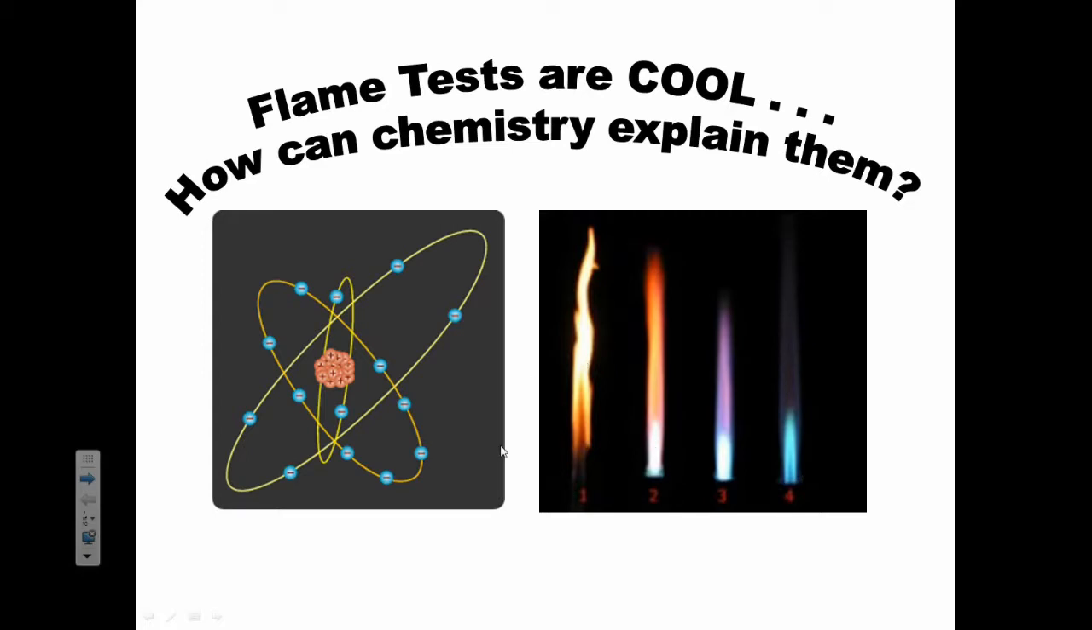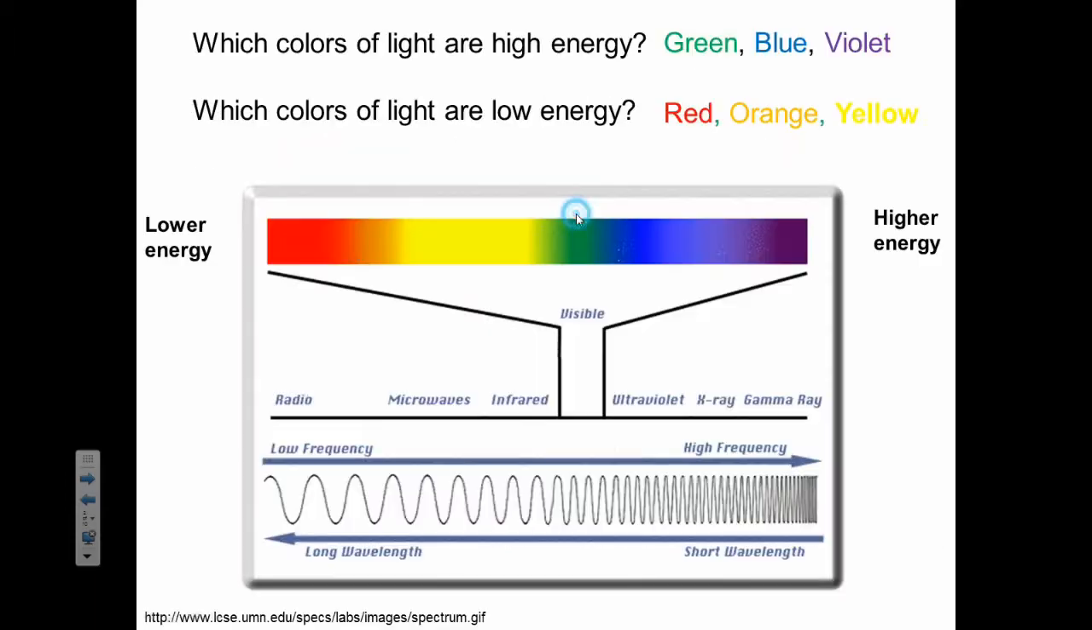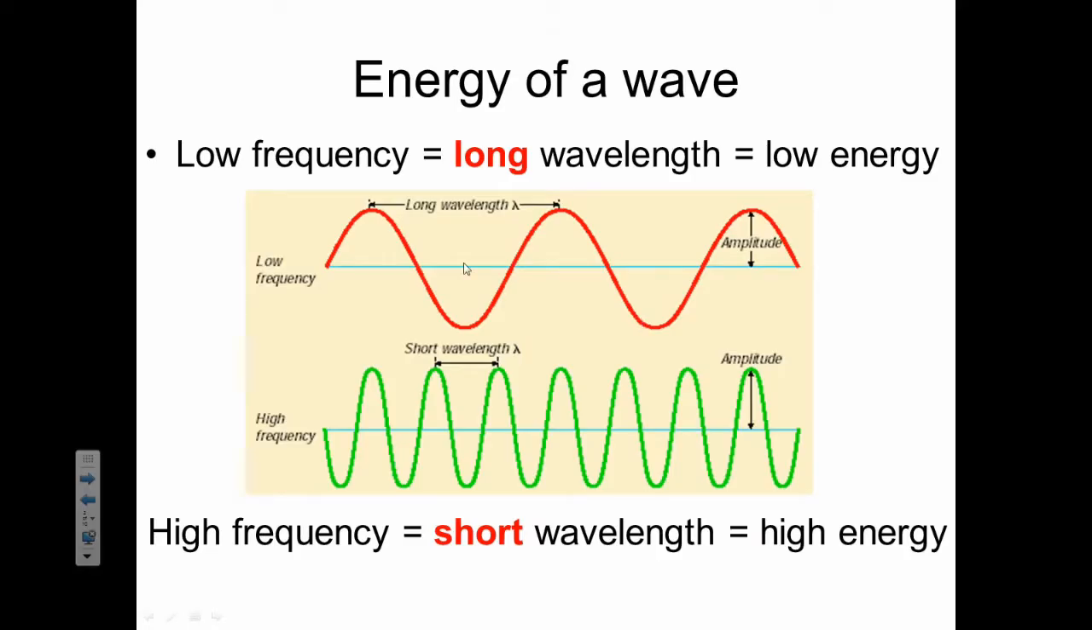Let's talk about the chemistry behind the cool flame test colors. First of all, a little background on waves. If a wave has low energy, that means it's got a long wavelength and a low frequency. So there would not be many waves passing by a certain point as a wave of high energy, high frequency. This wave has a shorter wavelength. And these colors are actually great because the color red is a lower energy color and the color green is a higher energy wavelength.